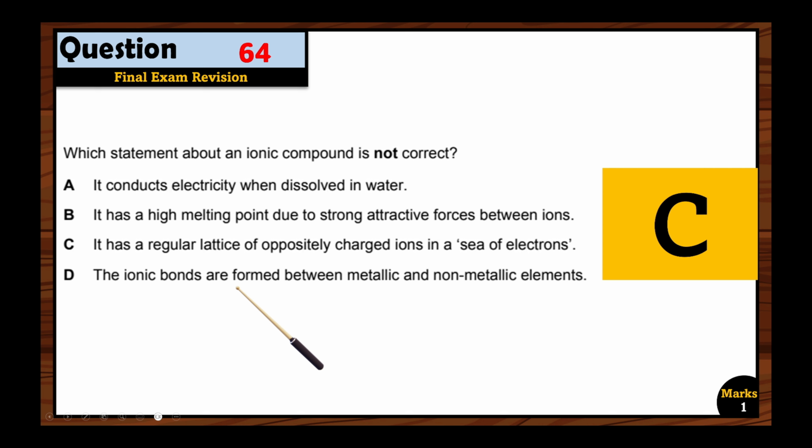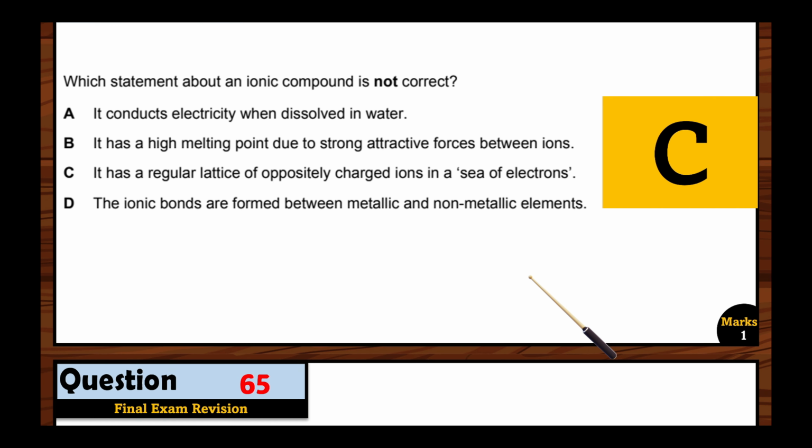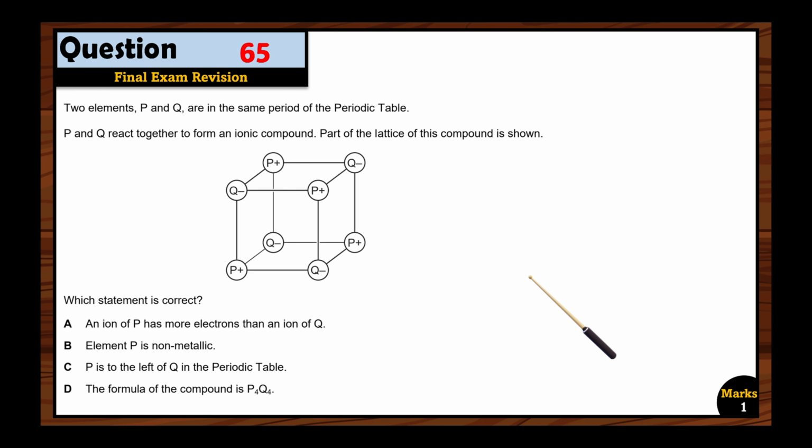Okay. And the ionic bonds are formed between metals and non-metallic elements. That's right. Ionic bonds always form between metals and non-metals. So either you can have two metals and one non-metal, or two non-metals and one metal. It depends. But actually, it is formed only between metals and non-metals. You should have at least one metal and at least one non-metal. Okay. So option C was the right option.